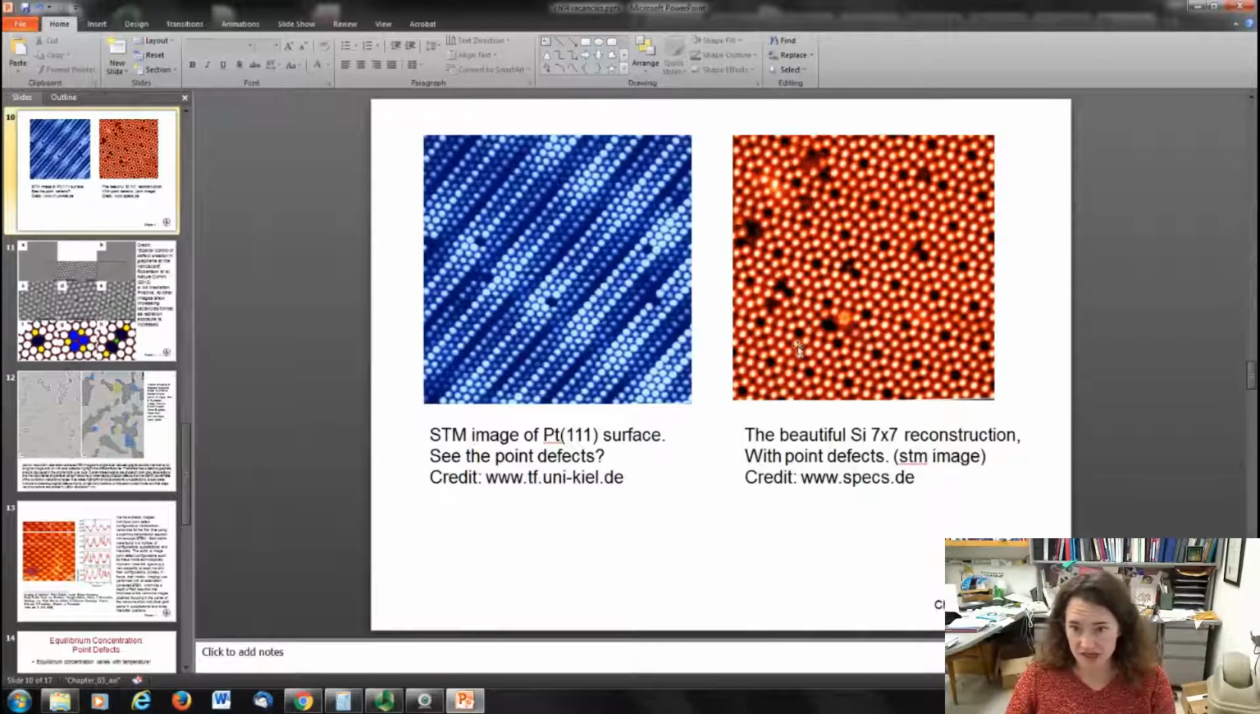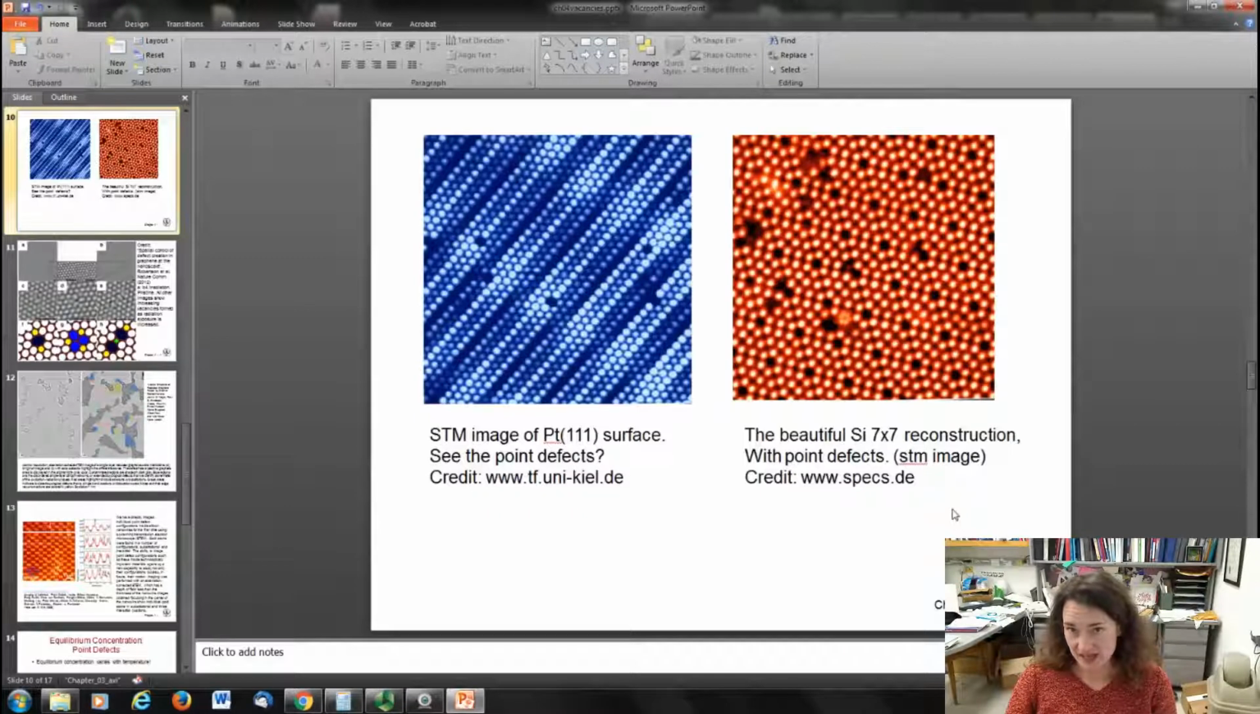You can, of course, see the vacancies. Those are pretty obvious right away. There's also some things going on with substitutional atoms. You can see that there's something there that probably doesn't belong there, all right? And then you can see some self-interstitials in this image as well. I think there's one right here that you can see. So there are defects that can be seen directly in scanning tunneling microscope images.